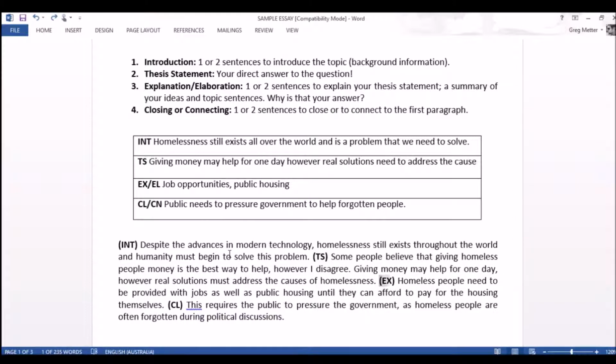Now I want to explain or elaborate why I've given that as my thesis statement. Why do I disagree, and why do I believe there must be real solutions to address homelessness? So I've said homeless people need to be provided with jobs as well as public housing until they can afford to pay for the housing themselves. These are real solutions. I've then closed it by saying this requires the public to pressure the government, as homeless people are often forgotten during political conversations or political discussions.